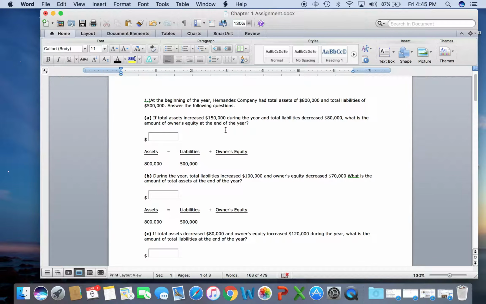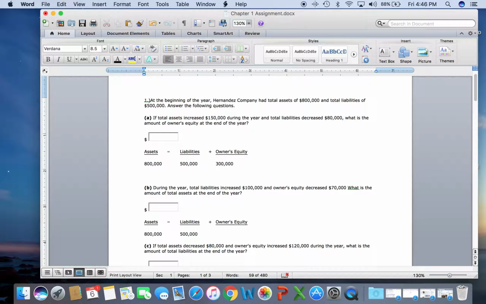This assignment says, at the beginning of the year, Hernandez Company had total assets of $800,000 and total liabilities of $500,000. Answer the following questions. Before we go any further, remember, the accounting equation is always going to be assets equals liabilities plus owner's equity. And remember, after each transaction, the equation has to be in balance. So if assets is $800,000 and liabilities $500,000, take the difference to get owner's equity: 800,000 minus 500,000 would be 300,000.